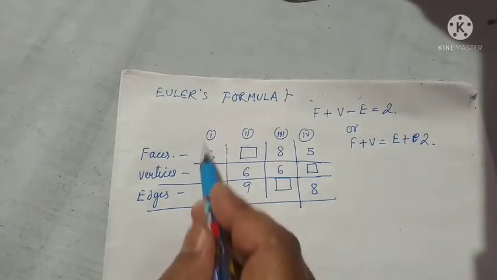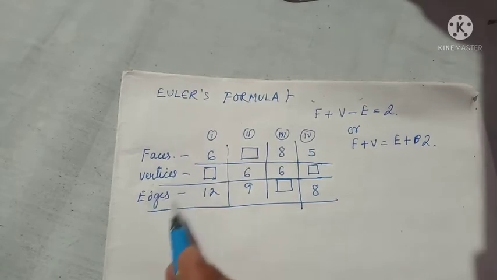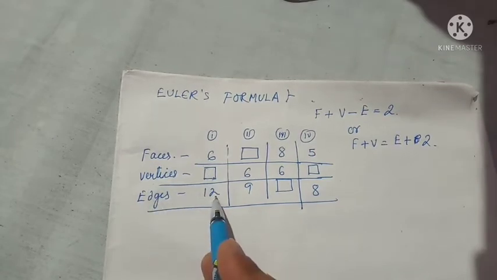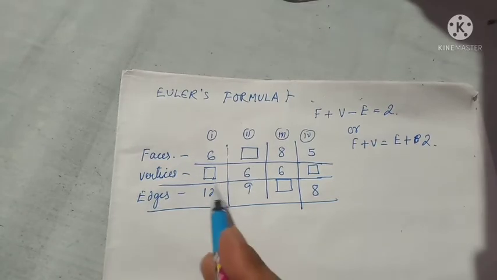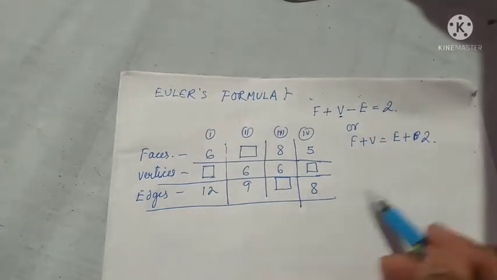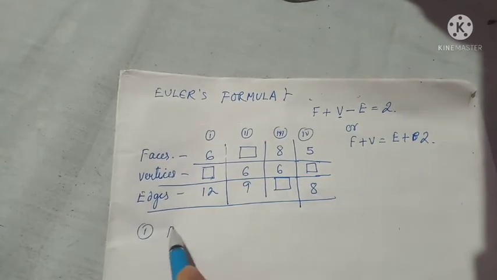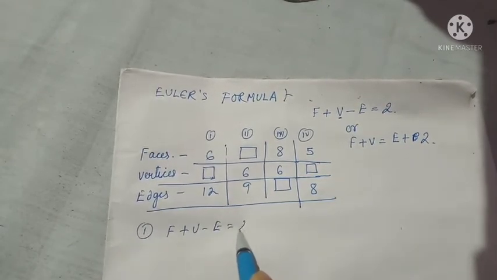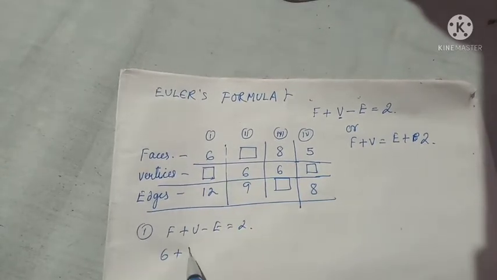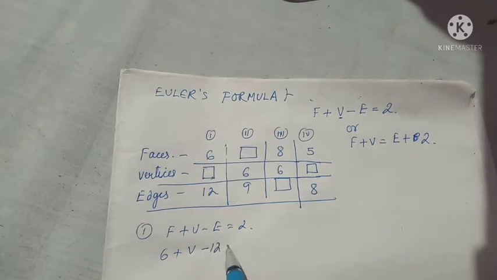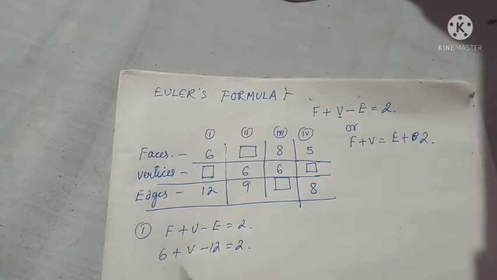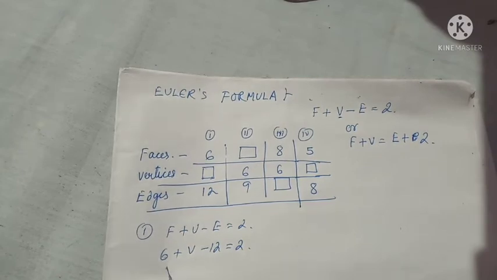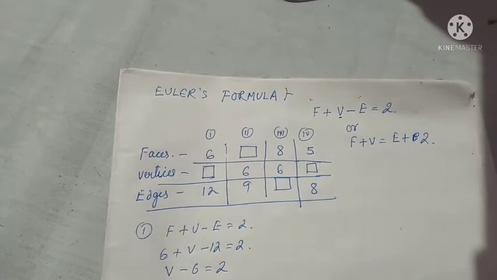Now in the first column, the face is 6, the vertex is unknown, and the edges are 12. How will you find the vertex? The calculation is F + V − E = 2. F is 6, V is the vertex, and E is 12, equal to 2. So V minus 6 equals 2. If you transfer the 6 to this side, you get V equals 8. The answer is 8.